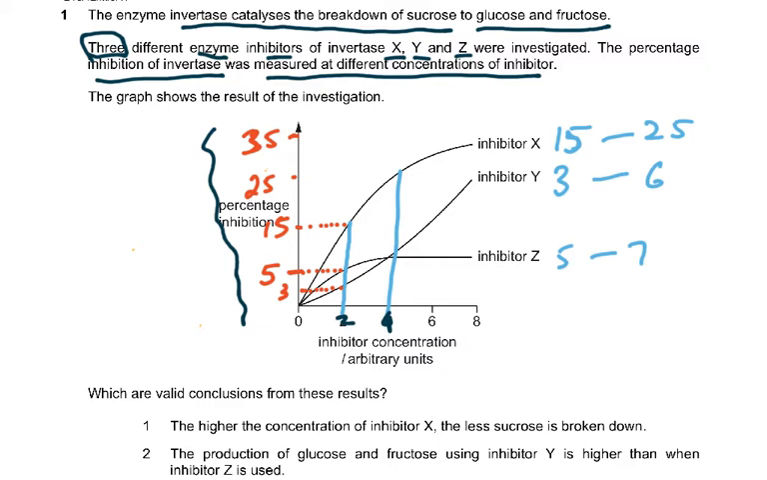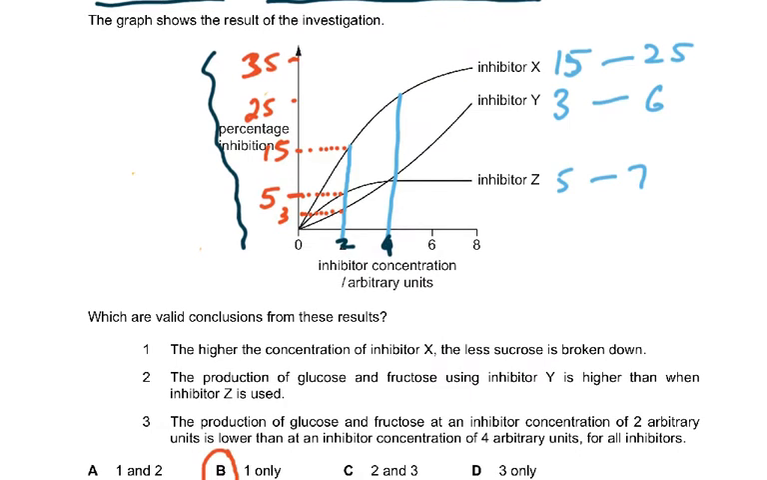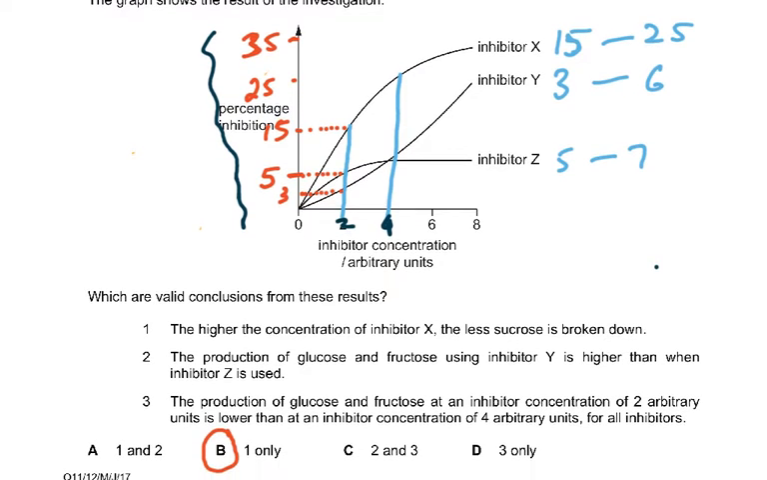Now, what are the valid conclusions from these results? From these results, the higher the concentration of inhibitor X, the less sucrose is broken down. That's correct. More inhibition, less sucrose broken down. So 1 was correct. Now let's look at 2. Why is 2 wrong? The answer is of course 1 only.